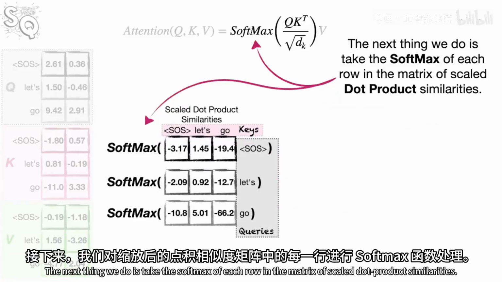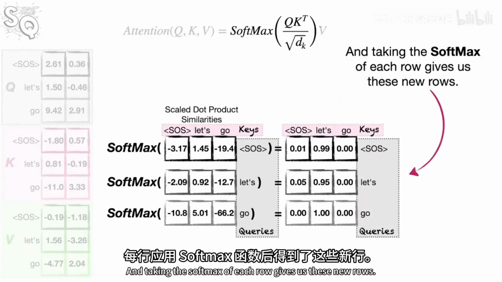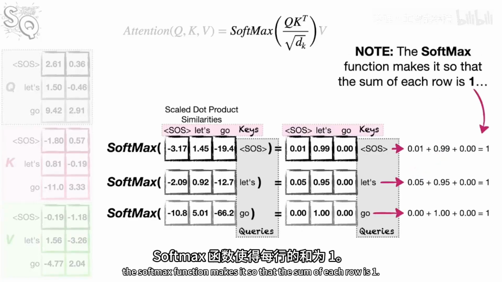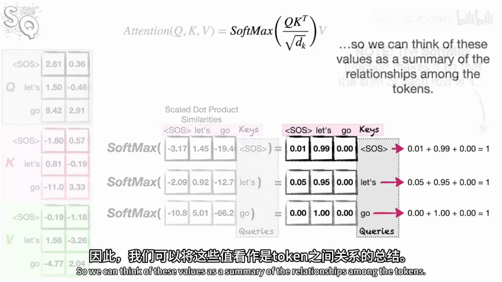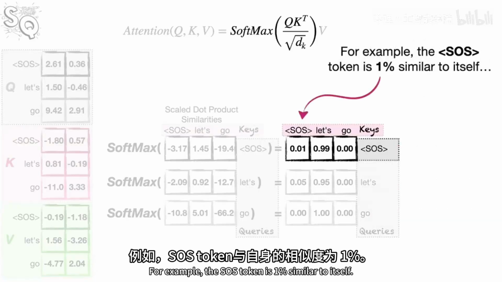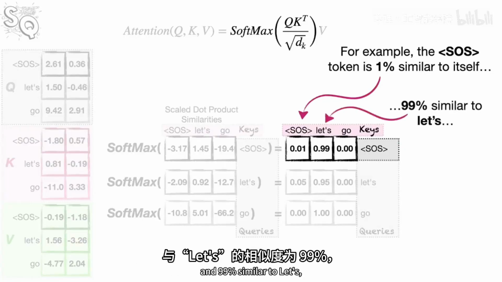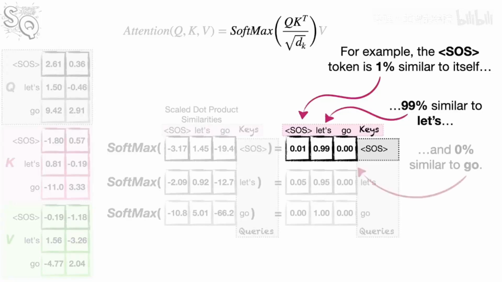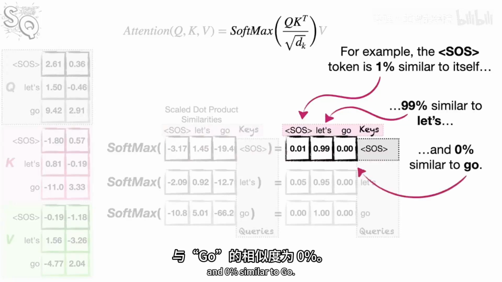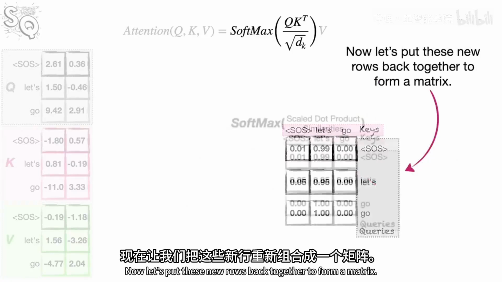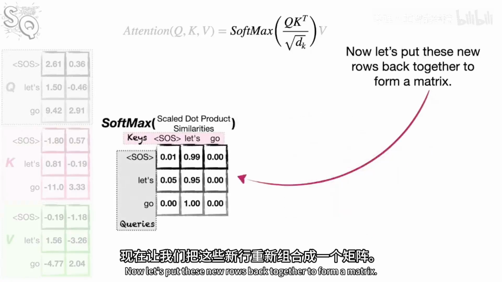The next thing we do is take the softmax of each row in the matrix of scaled dot product similarities. And taking the softmax of each row gives us these new rows. Note, the softmax function makes it so that the sum of each row is 1. So we can think of these values as a summary of the relationships among the tokens. For example, the SOS token is 1% similar to itself, and 99% similar to Let's, and 0% similar to Go. Now let's put these new rows back together to form a matrix.